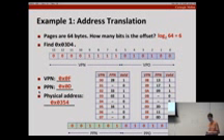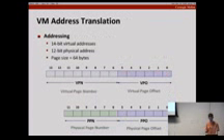Yes? What is the VPN, or how do you calculate the length of the first, or VPN plus VPO? So VPN plus VPO we knew because what we said at the beginning was the addresses are 14 bits. So then it's just going to be VPN is the number of bits in the address minus the number of bits in the offset.